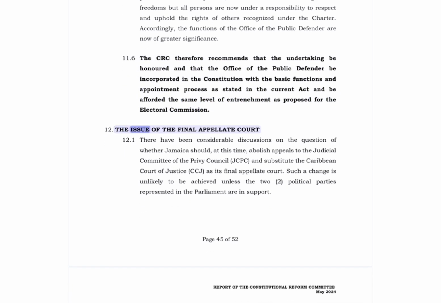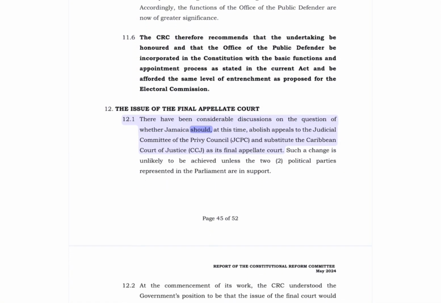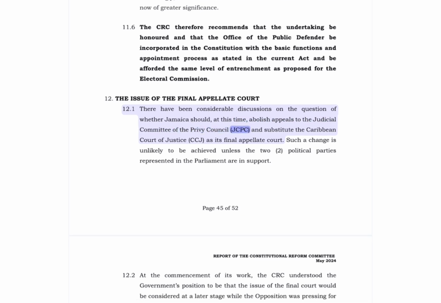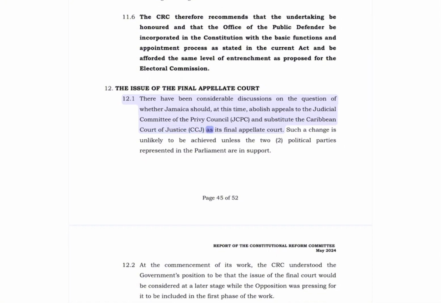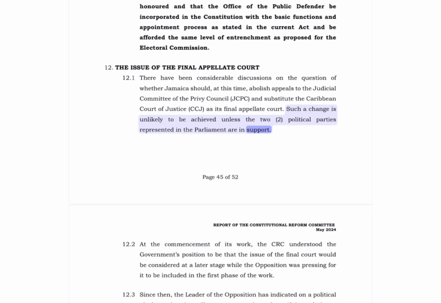12. The issue of the final appellate court. 12.1 There have been considerable discussions on the question of whether Jamaica should, at this time, abolish appeals to the Judicial Committee of the Privy Council, JCPC, and substitute the Caribbean Court of Justice, CCJ, as its final appellate court. Such a change is unlikely to be achieved unless the two political parties represented in the Parliament are in support.